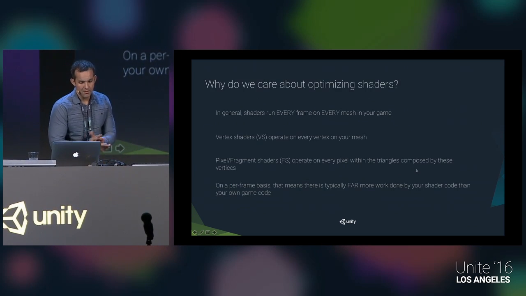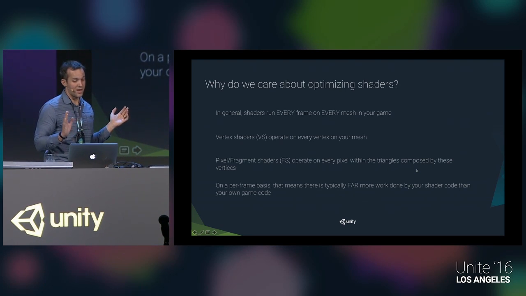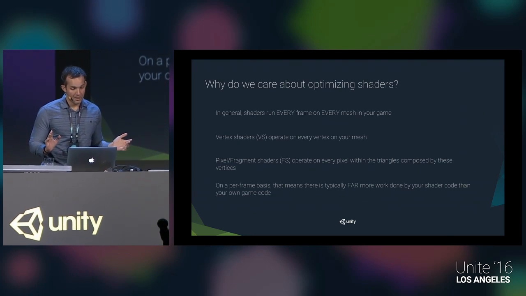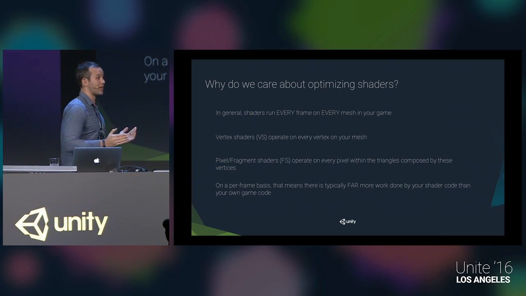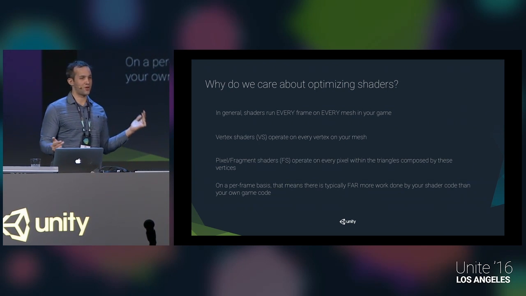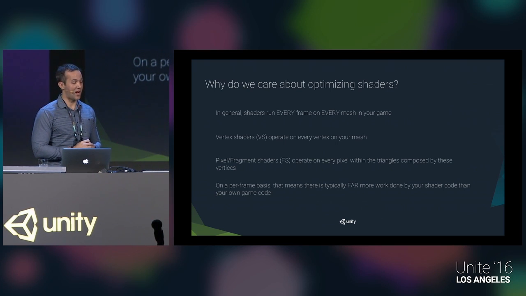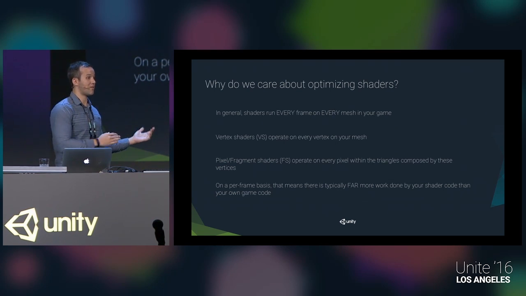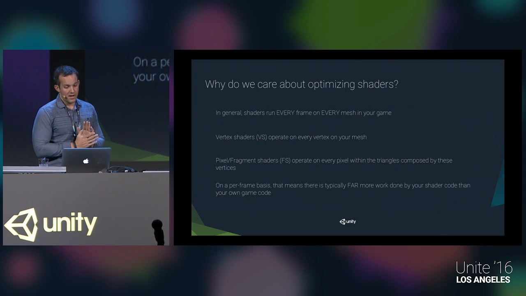So why do we care about optimizing shaders? As we talked about, in general, shaders are running every frame on every mesh in your game. Vertex shaders operate on every single vertex in your mesh. So there's obviously balance there. The more complex your mesh is, the more times your vertex program is going to run. And the more complex that vertex program is, the more of a performance hit you're going to take.